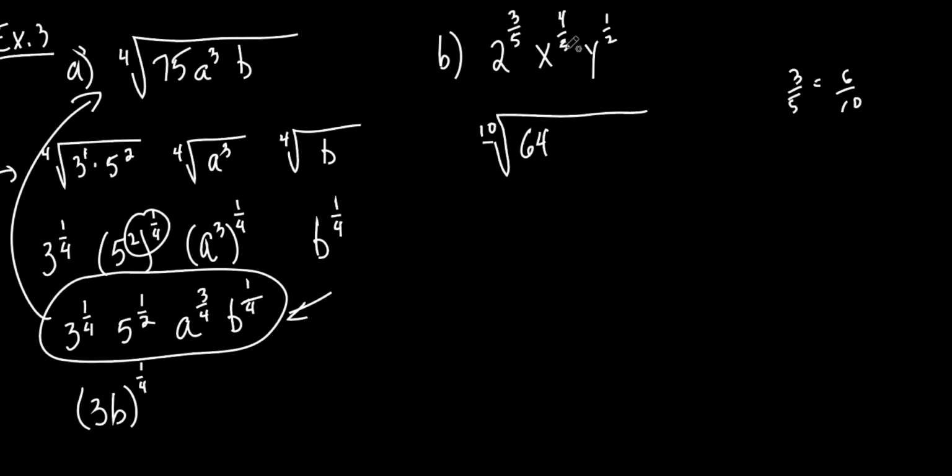Okay. What about this right here? Again, I want to make that to the 10th. So what's that 4 going to be? It's going to be an 8th. So it's going to be x to the 8th. I want to make that to the 10th power. So I had to multiply it by 5. Multiply that by 5. This is going to be y to the what? 5th. There you go.